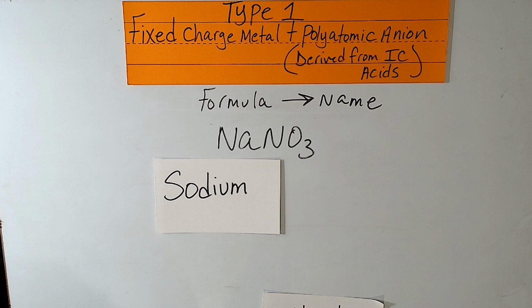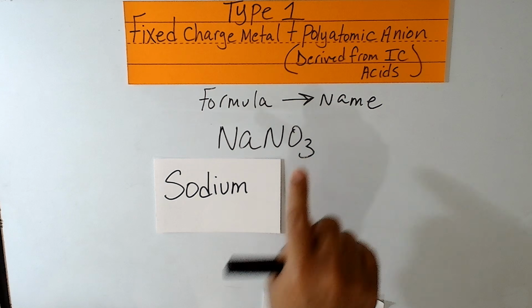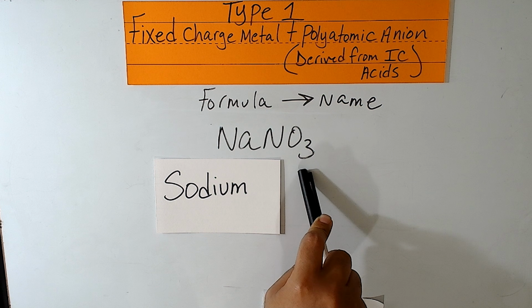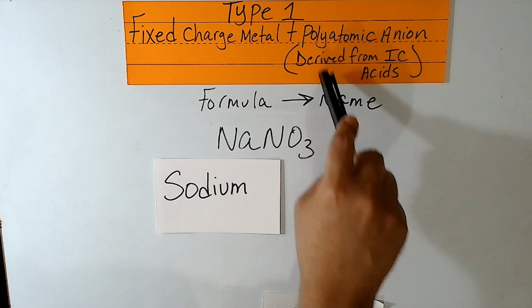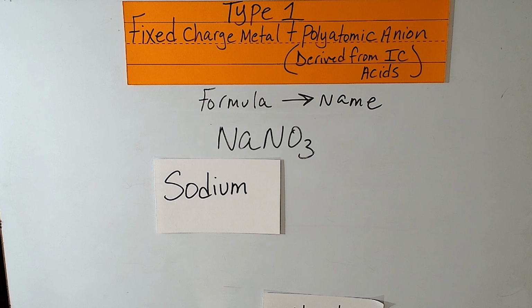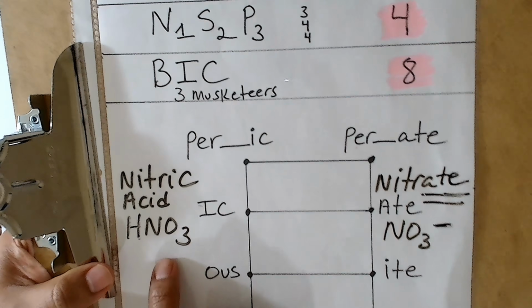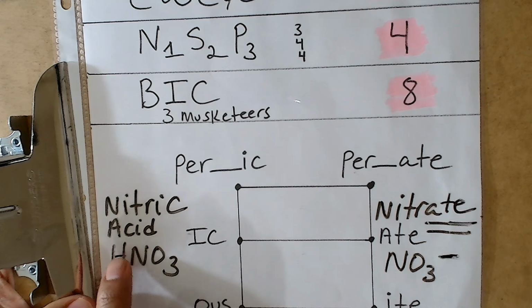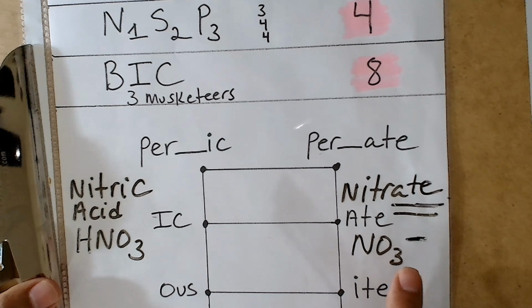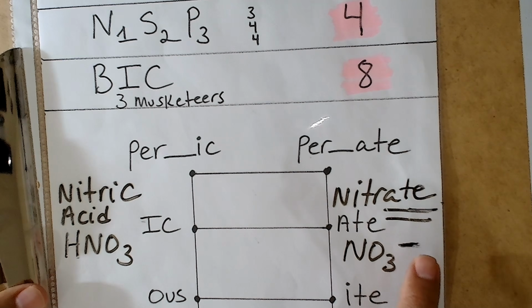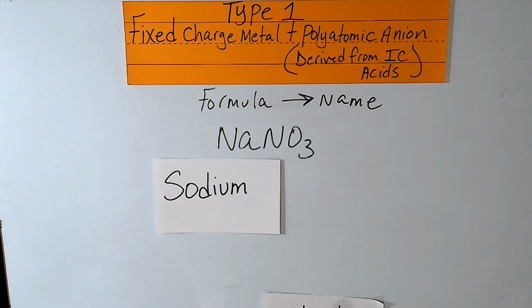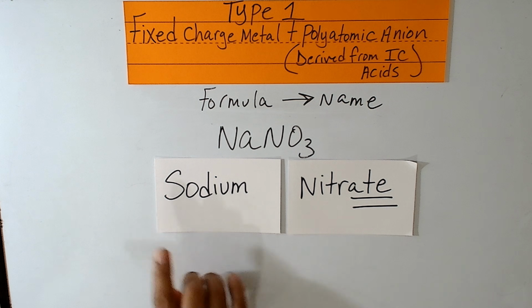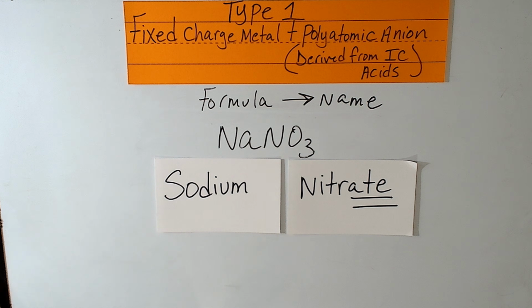The second step is to name the second element or polyatomic anion. I see an anion, and I know this anion derived from the ic acids. How do I know that? Because that's what we're working on: anions that derive from the ic acids. And what acid is that? That would be nitric acid. Nitric acid donated this hydrogen ion, and that's how this anion earned its charge, NO3 minus. So the name of that anion is nitrate, and the chemical name would read sodium nitrate.